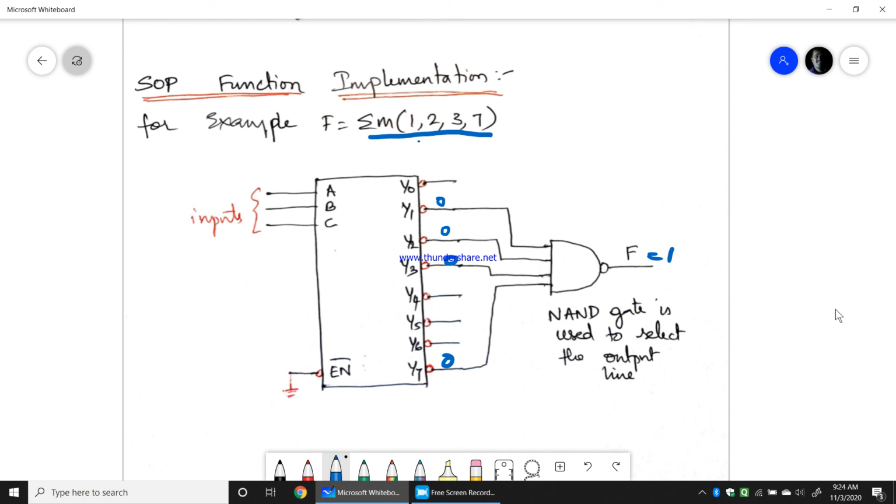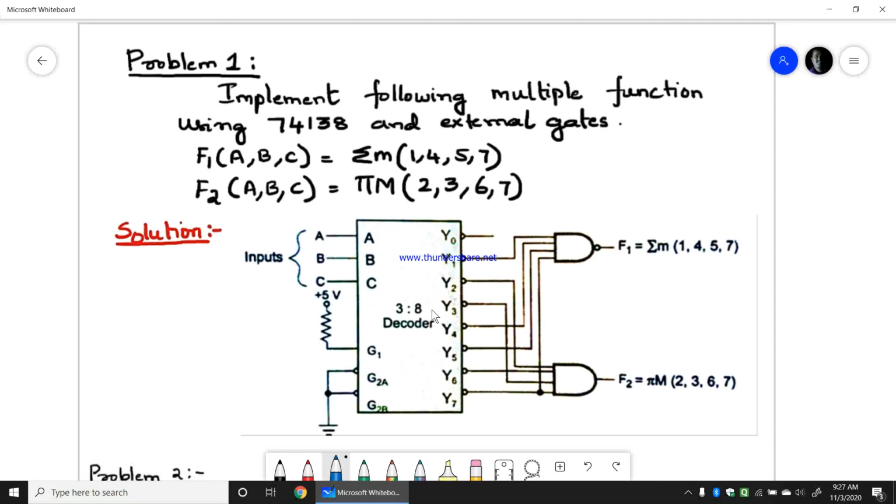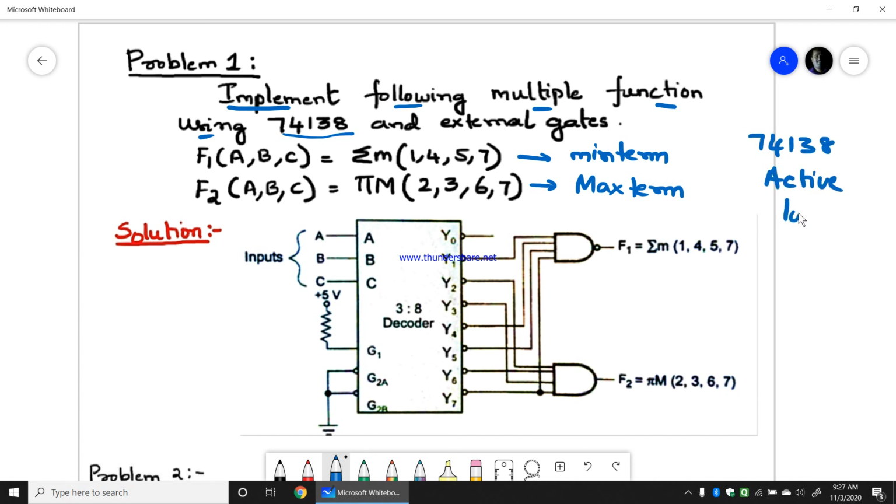We'll see how to realize an adder, subtractor, and some Boolean function examples using a decoder. What this problem is saying is you need to implement the following multiple functions using 74138 and external gates. One given expression is in minterms, and the other expression given here is in maxterms. Now we will see that the 74138 has active low outputs always.